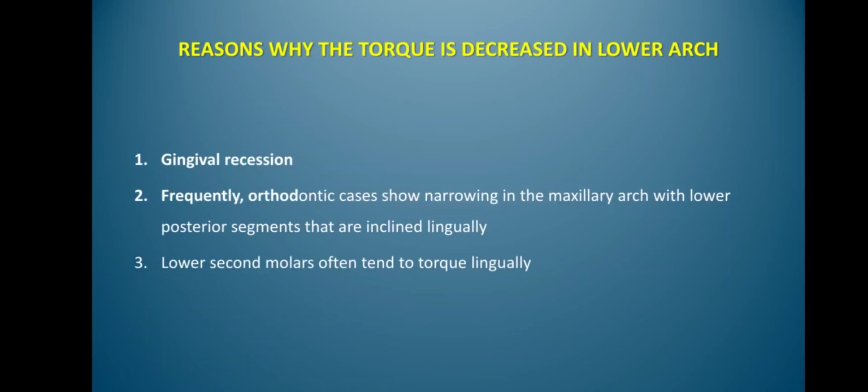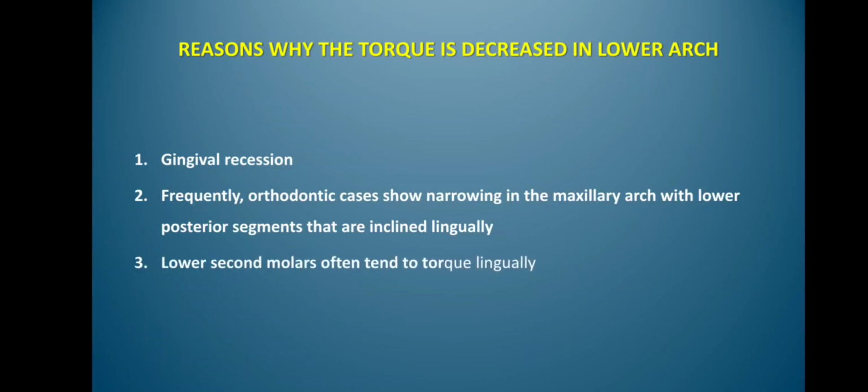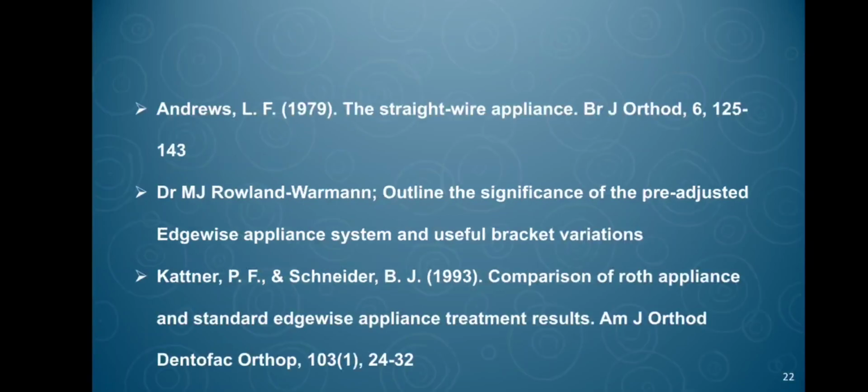And second one is frequently orthodontic cases show narrowing in the maxillary arch with lower posterior segments that are inclined lingually. That is, there will be increased labial root torque. So, in those cases, buccal uprighting is favorable treatment step in the lower posterior segment. And third one is lower second molars often tend to torque lingually, particularly when the lower second molars have buccal tubes with minus 35 degree or more of torque. For these reasons, the MBT reduces the lingual crown torque on lower cuspids, bicuspids and molars. And these are the references that are mandatory to quote in your exams to get good result.